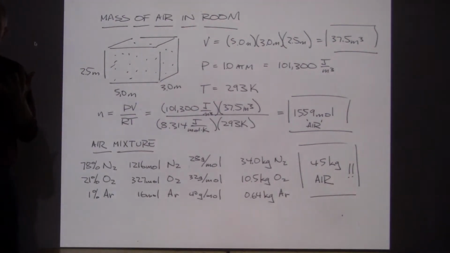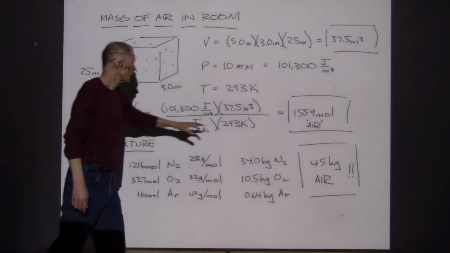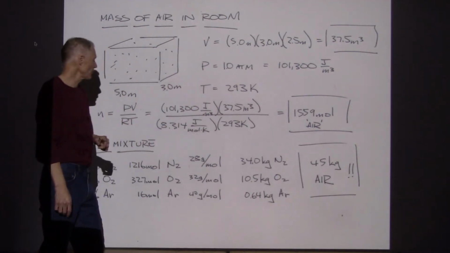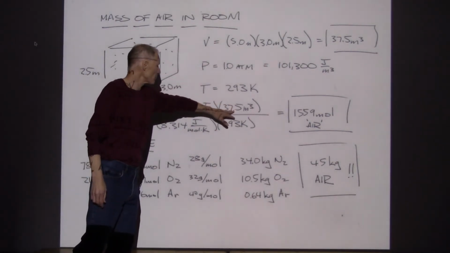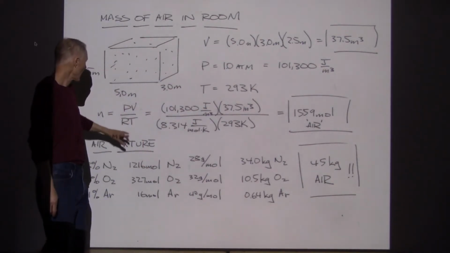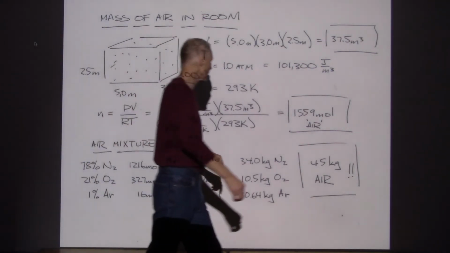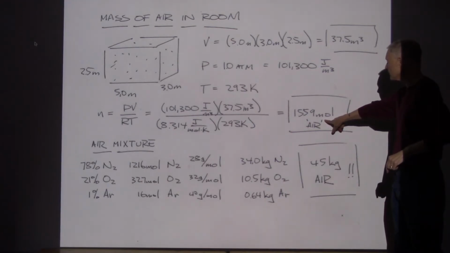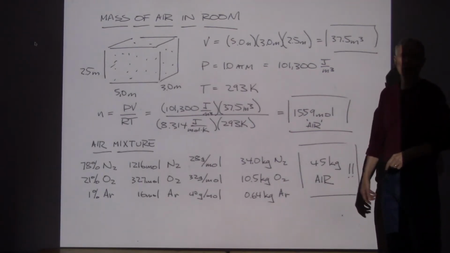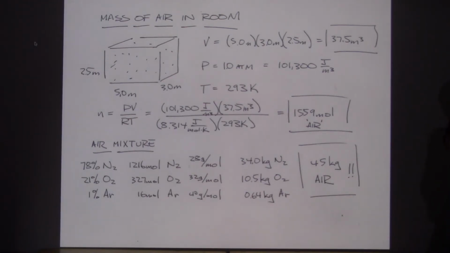I need to find the pressure, the volume, the temperature. I'm guessing the pressure in here is about 1 atmosphere. I went with 20 Celsius, which is 293 kelvins. And then I used their values for the volume, 37.5 cubic meters. I put in the gas constant, 8.314 joules per mole per kelvin. And what I came up with was 1,559 moles of air. Okay, so that's how many moles of air molecules I have in the room.